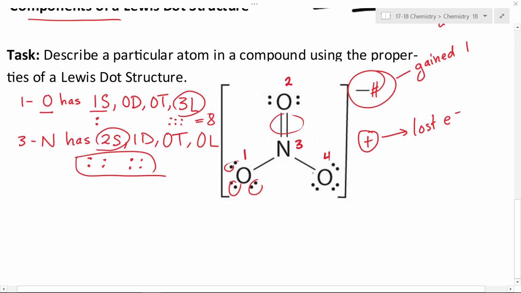Now, how can this be written in a different way where we don't show the lone pairs? Remember, the lone pairs don't have to be drawn all the time. So all we have to do is this. Double bond. And we use the bracket to indicate that this has a charge. In this case, it has a charge of minus. And that's all we have to do.